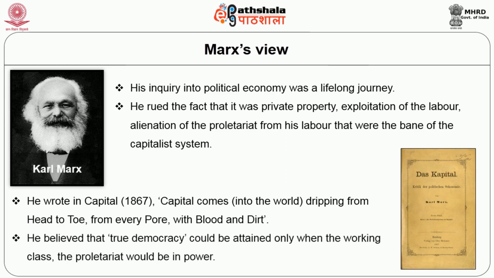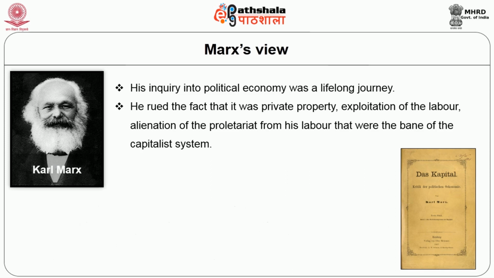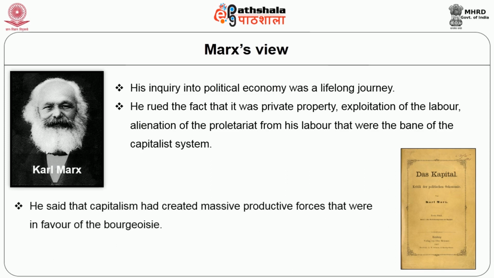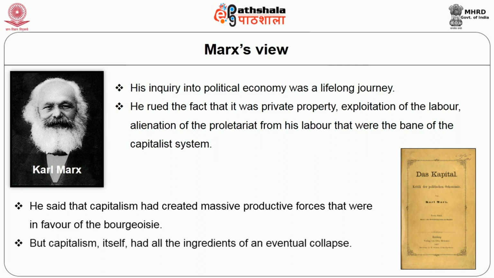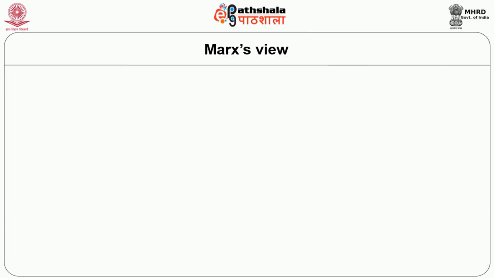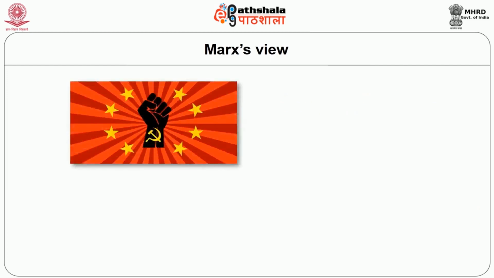He believed that true democracy could be attained only when the working class, the proletariat, would be in power. He said that capitalism had created massive productive forces in favor of the bourgeoisie, but capitalism itself had the ingredients of an eventual collapse. Overproduction would lead to crisis, for there would be excess supply. Communism was another name for achieving political democracy.